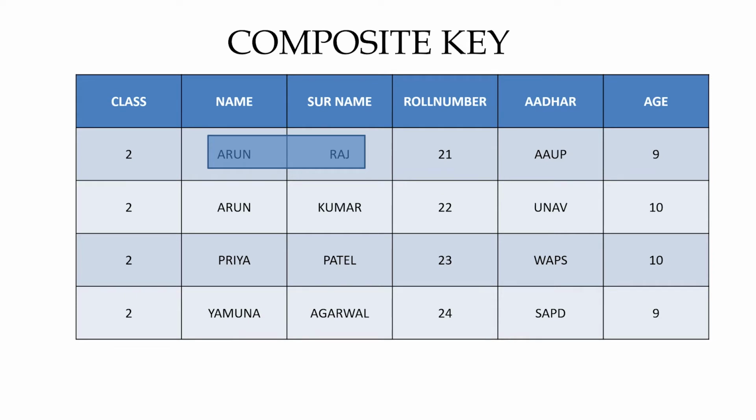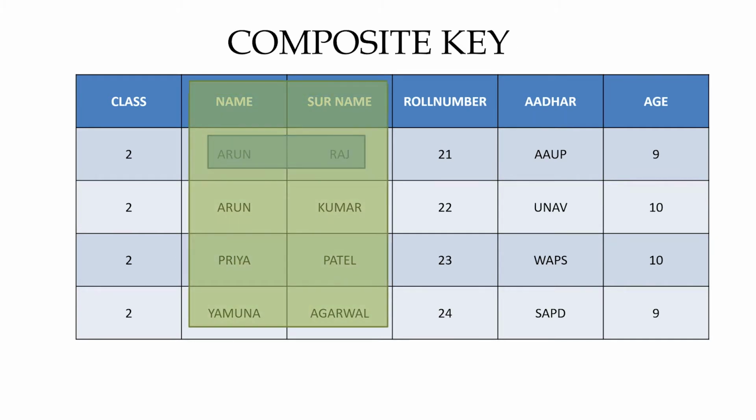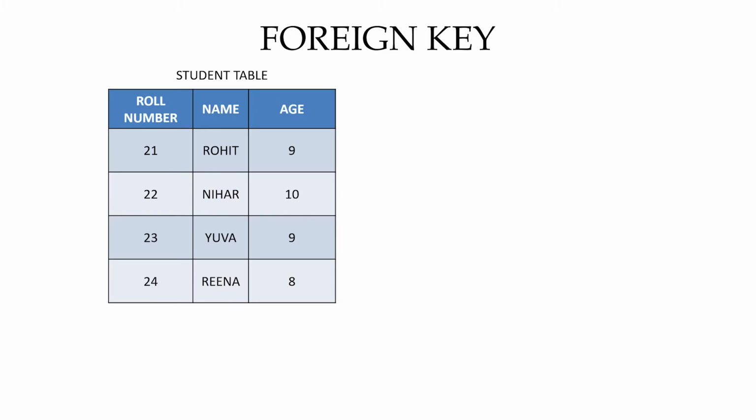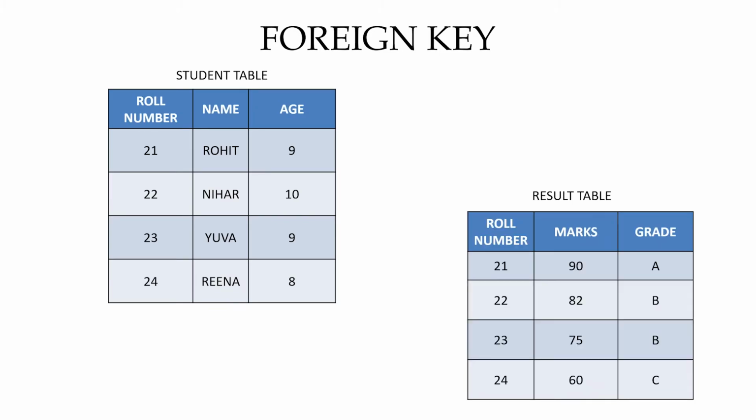There is also a situation where you can combine two attributes and that combination can be used for finding the uniqueness of a relation, and such a key is called a composite key. Now, in a database, there are multiple tables which are linked together. In such cases, we use the concept called foreign key.